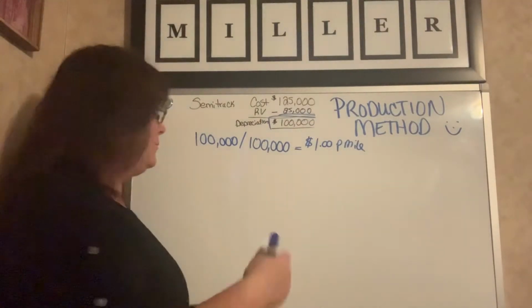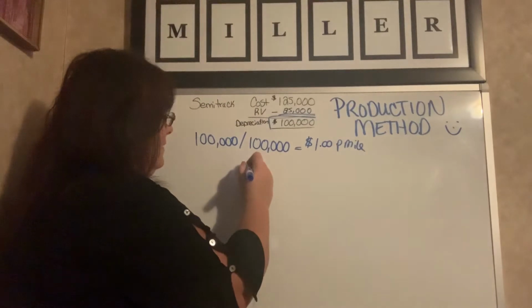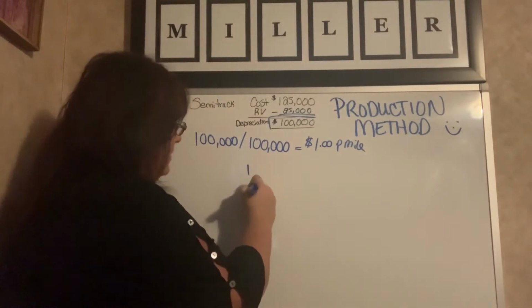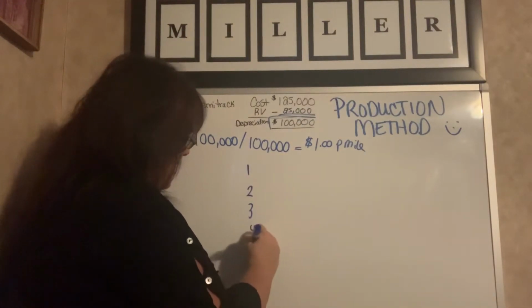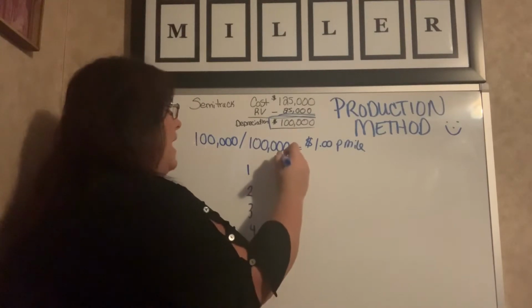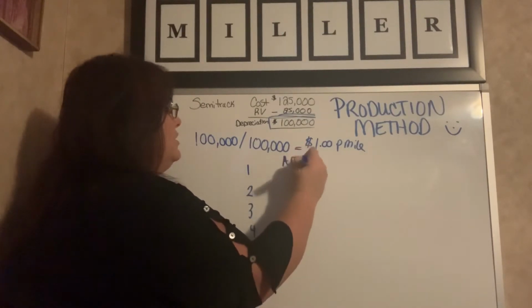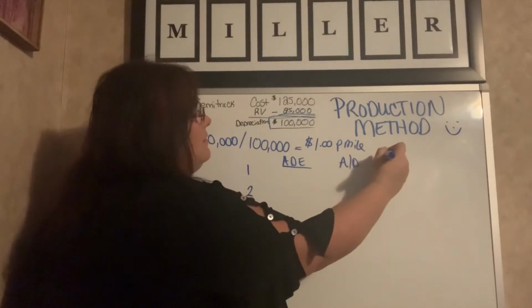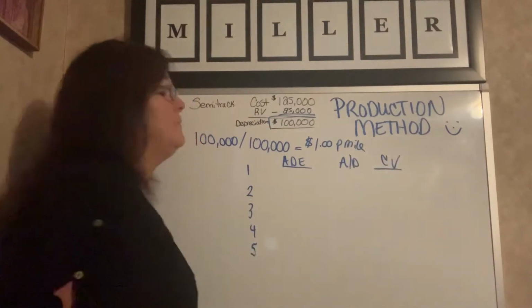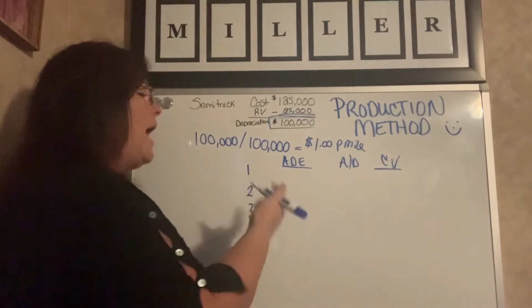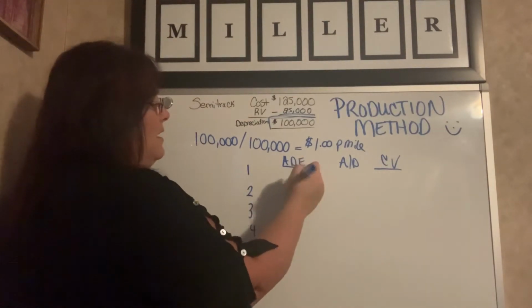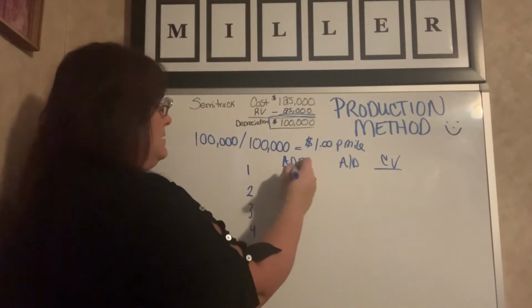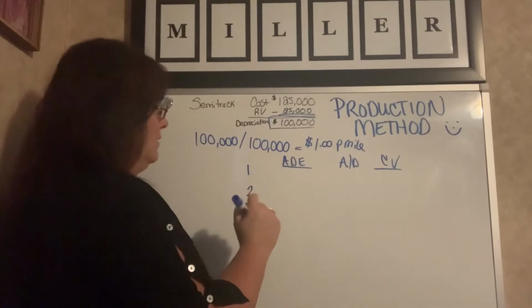So again, we have to put this in chart form. We have depreciation of 5 years: 1, 2, 3, 4, and 5. And the first one we have is annual depreciation expense, accumulated depreciation, and our carrying value. Same things we had in the first video. We have to do a little bit of work to get this annual depreciation expense though. So I'm going to leave this section a little blank.